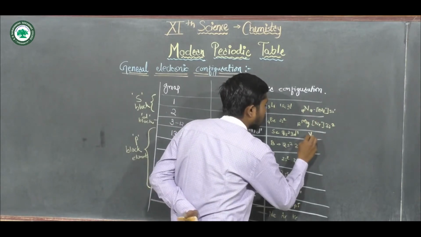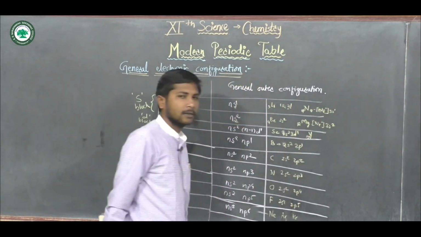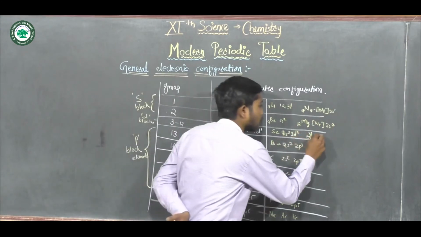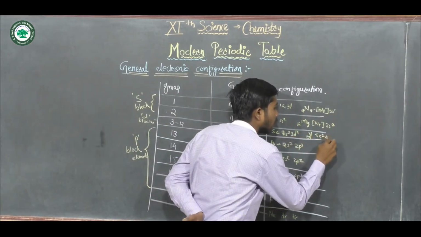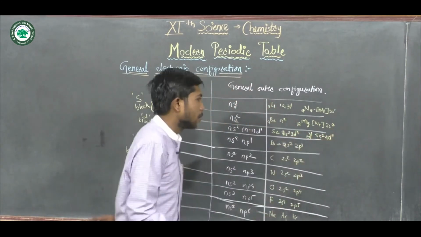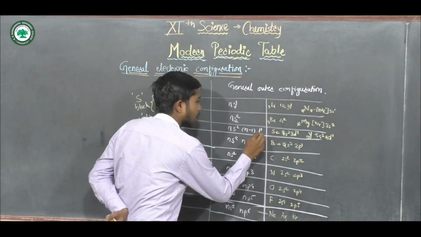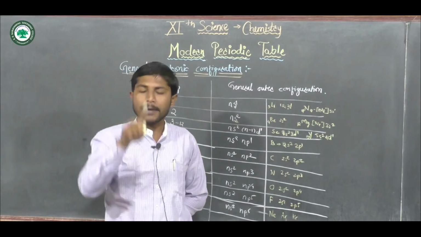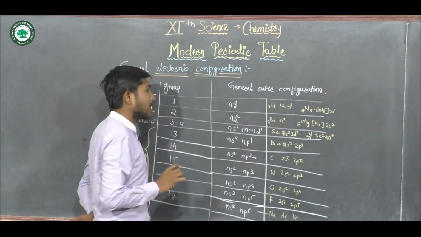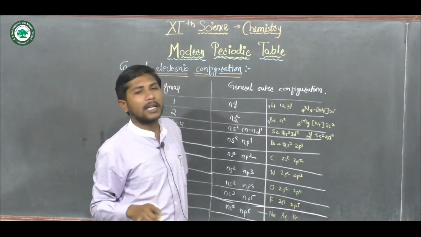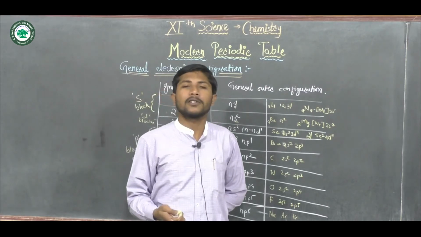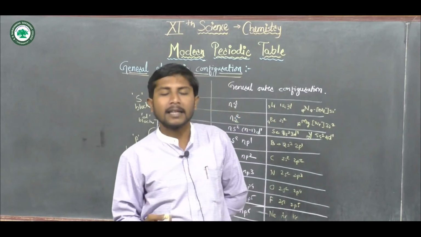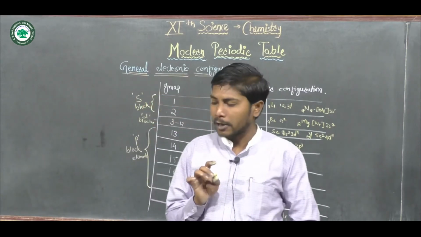If we see the next element along the same group after scandium, there is yttrium. Yttrium having atomic number 39, its general electronic configuration will be 5s2 4d1. Means if we see the last electron which is entering, that is in the same orbital, and that's why they are placed in the same group.